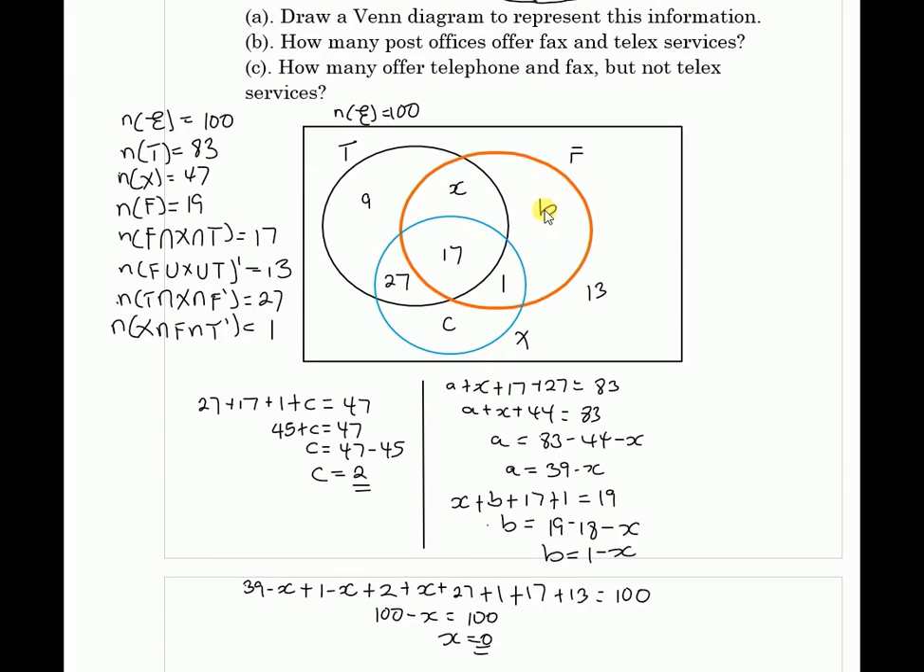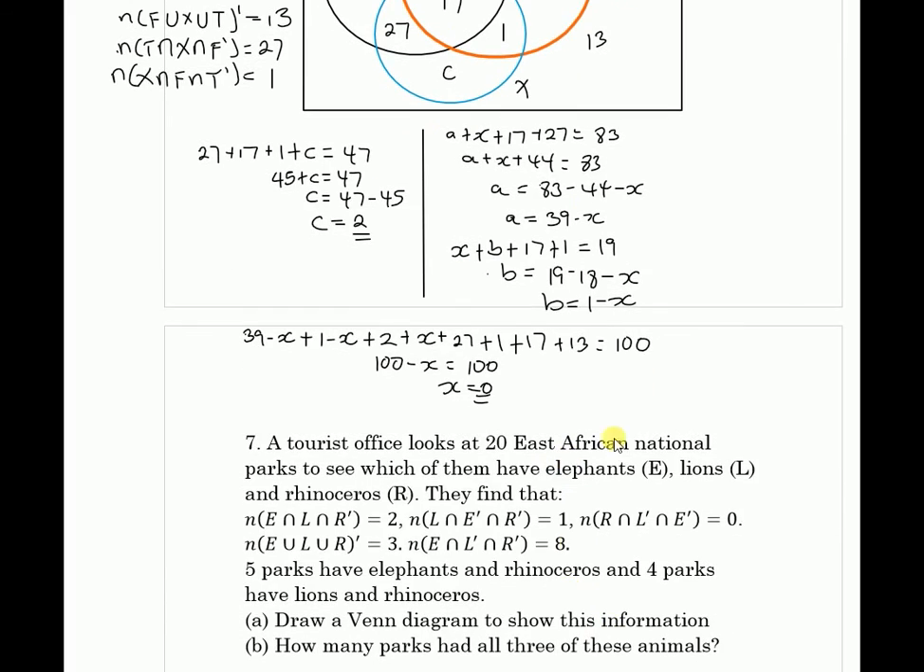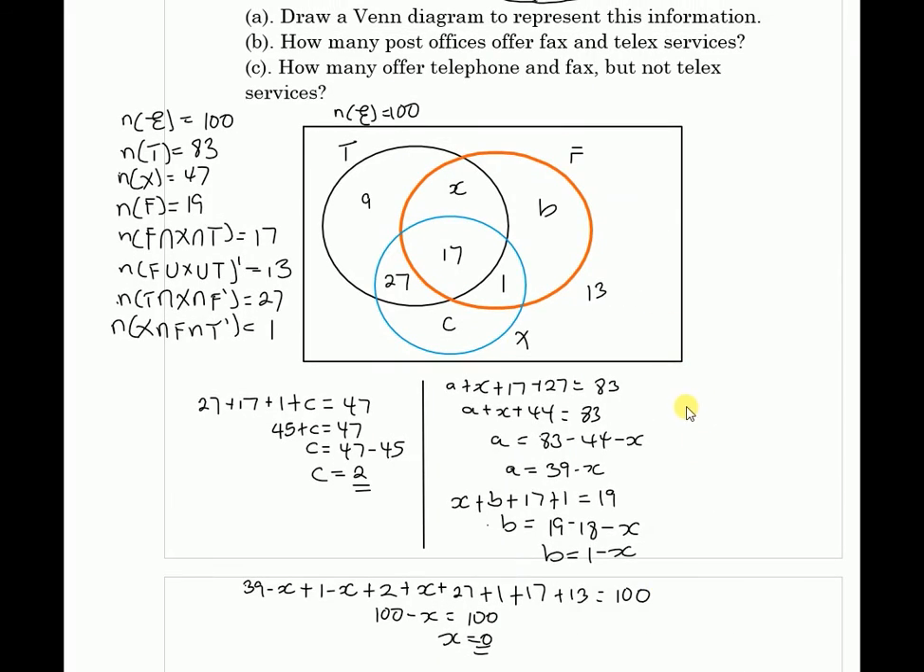Now the question is saying how many post offices offer fax, that is F, and telex, this one here. We could get that without even writing this, but this is for part 3. So for part B, the answer is supposed to be 17 plus 1, which is equal to 18. Those are the post offices that are offering F and X.